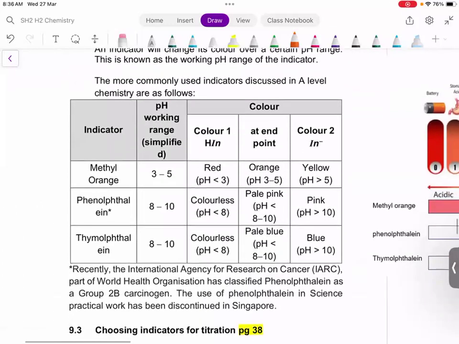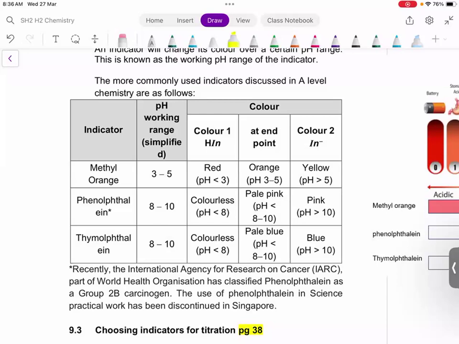So later on, you are seeing this table over here. This table tells you what is the working range of each indicator, because the POE of each indicator is unique. They have their own acid strength. They have their own K indicator values. Okay, so this will be the working range.